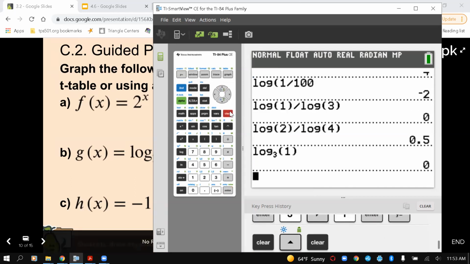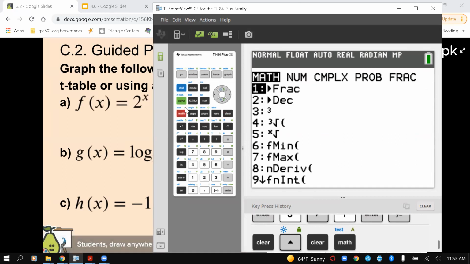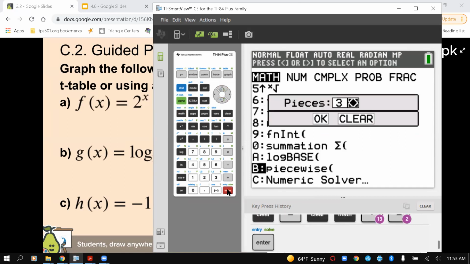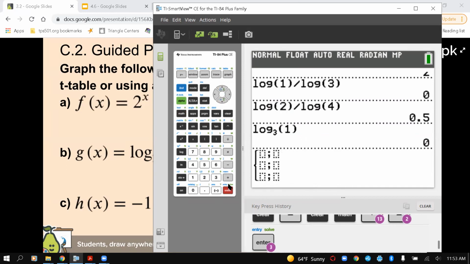So you go to what? Math, and then all the way at the bottom, option A. I like this too. I didn't know I could do piecewise either. Who realized that? It was Nolan. Good job, Nolan. Proud of you.